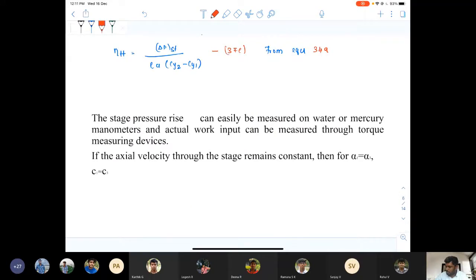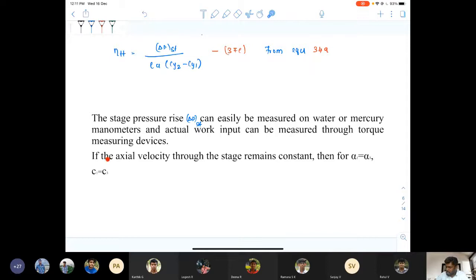Now, the stage pressure rise, which is nothing but delta P at the stage, can easily be measured on a water or mercury manometer, and the actual input can be measured through a torque measuring device. That is, experimentally you can measure the stage pressure rise by using a water or mercury manometer, and the actual input through a torque measuring device.